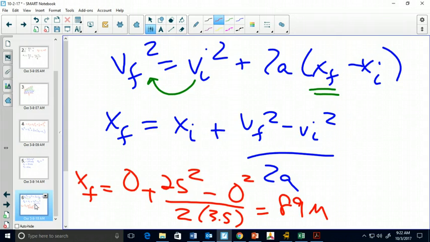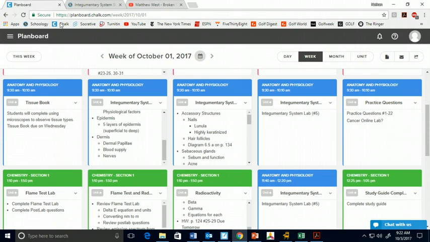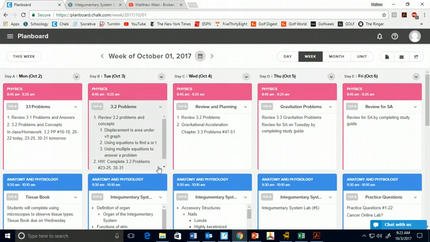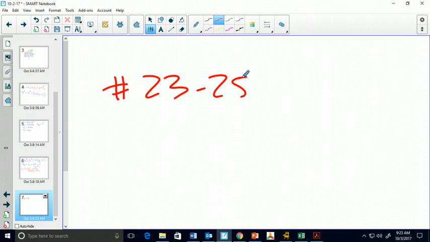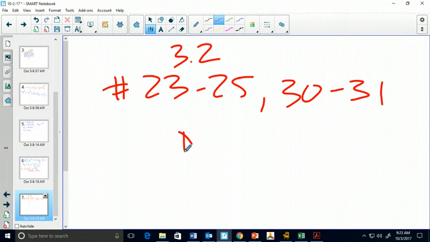You'll forgive me, I don't remember the assignment, so I've got to pull it up here real quick. You are doing 23 to 25, 30, and 31. Okay, and again, this is 3.2, and that will be due on Wednesday.